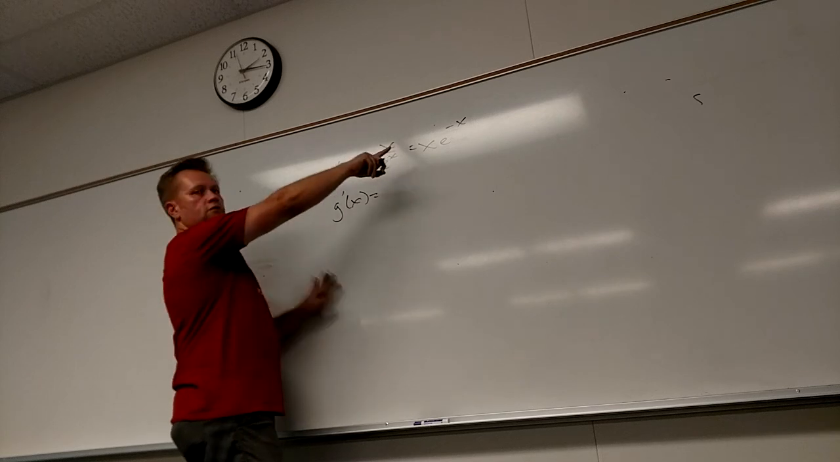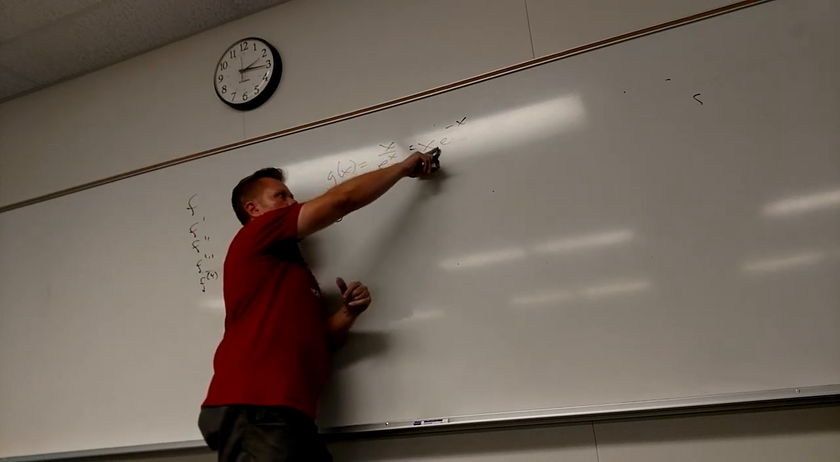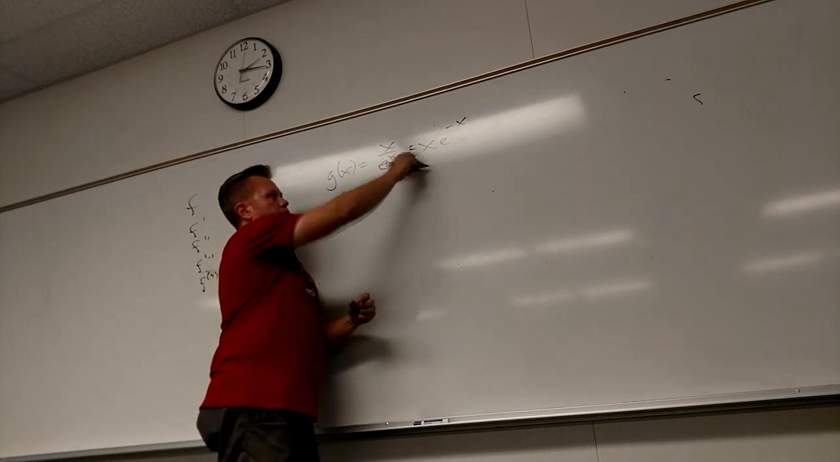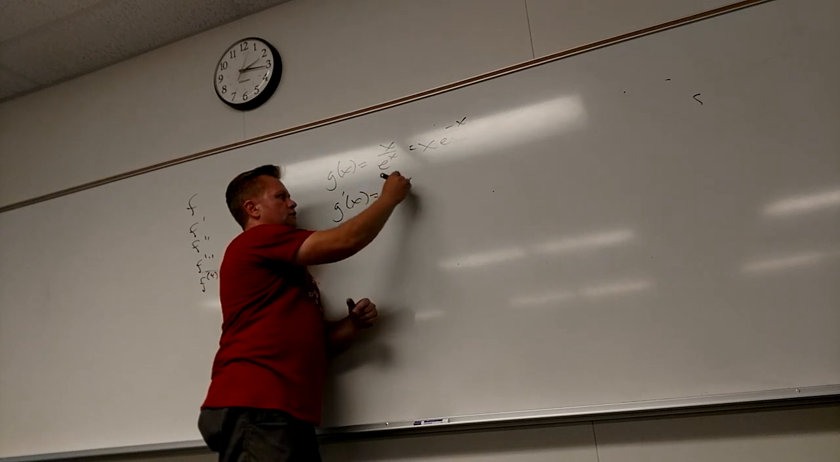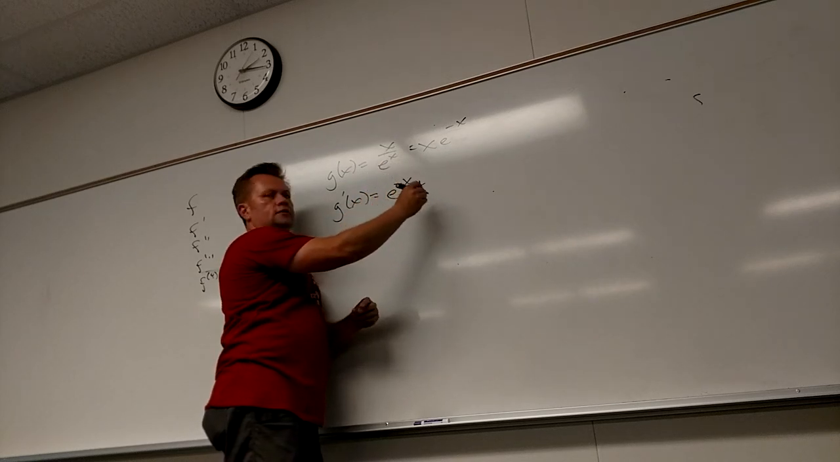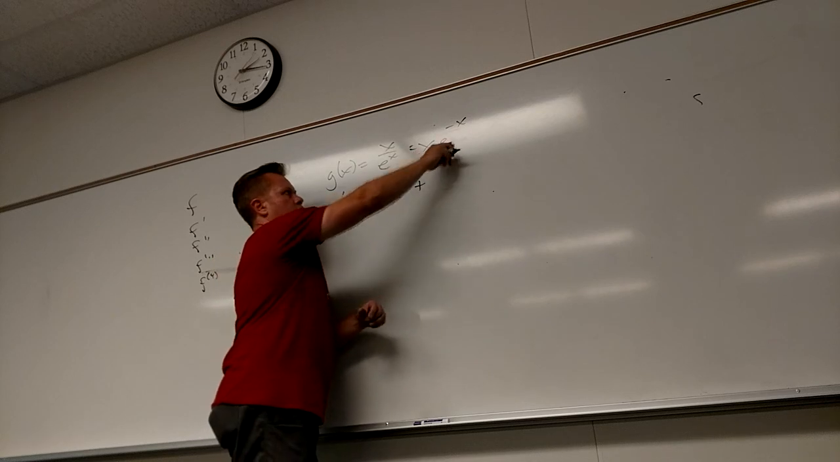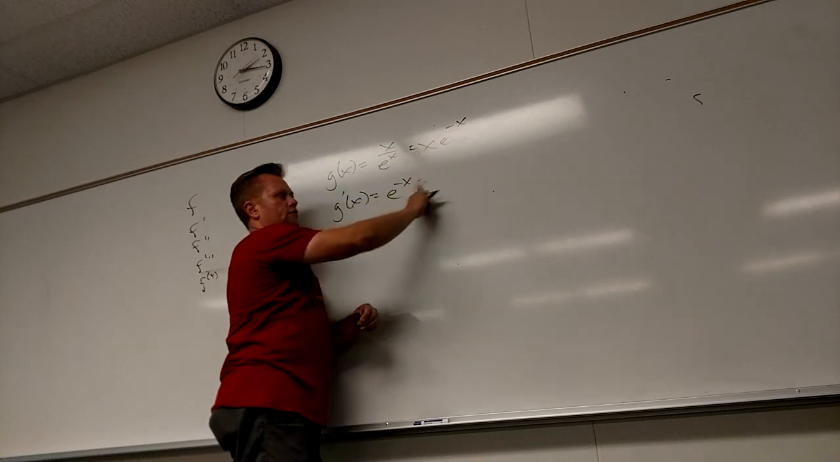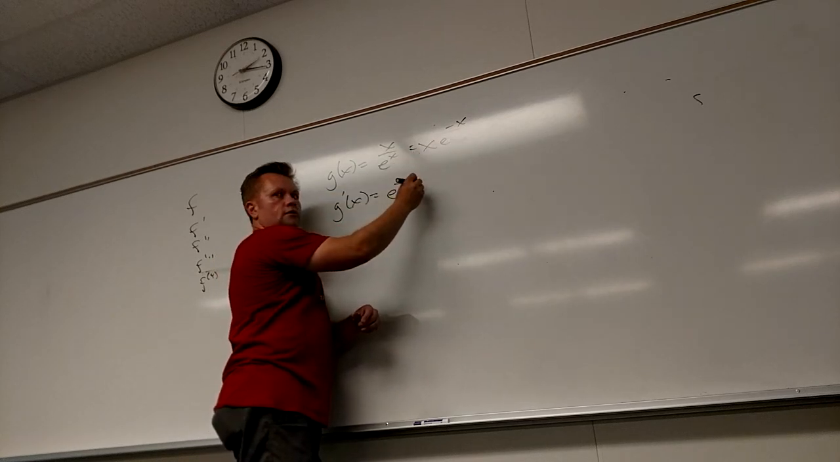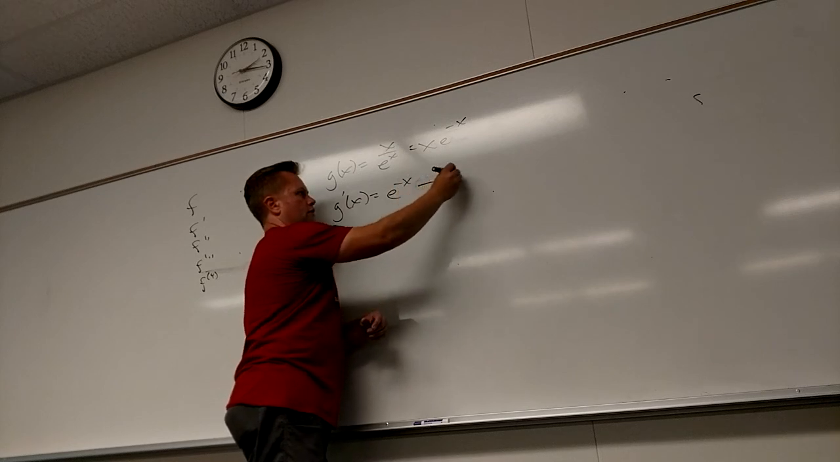What do you have to use? Product rule. I like it. So the derivative of x times e to the negative x plus x times the derivative, and what's the derivative of e to the negative x? E to the negative x. Yeah, negative. So you get negative x e to the negative x.